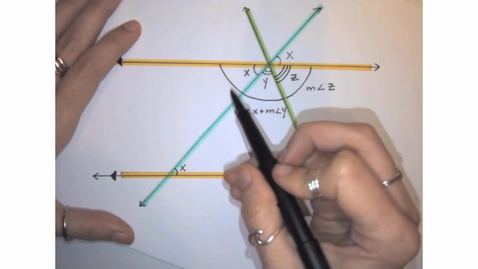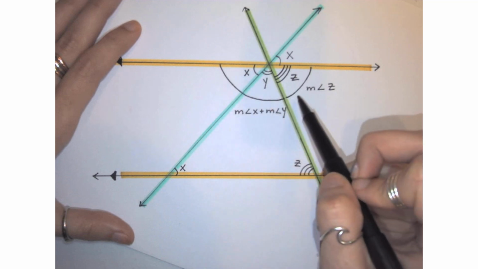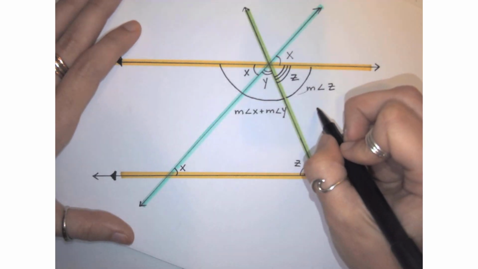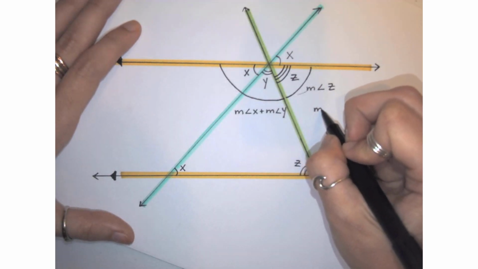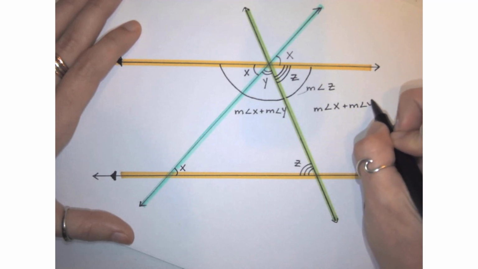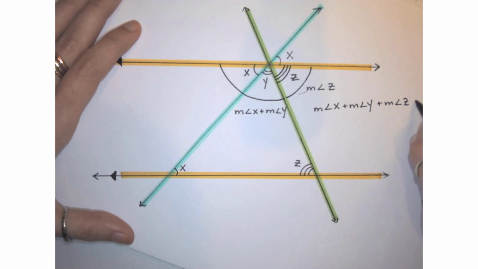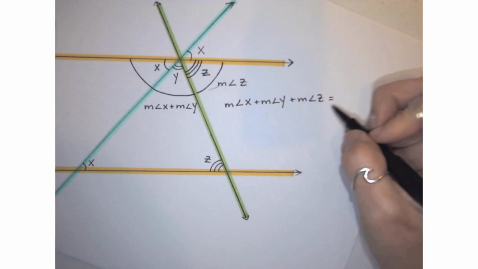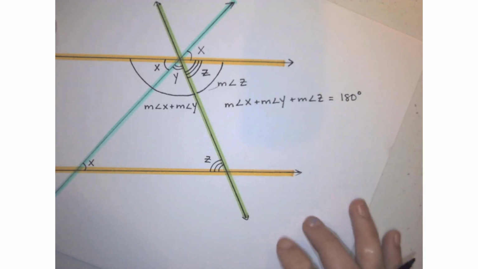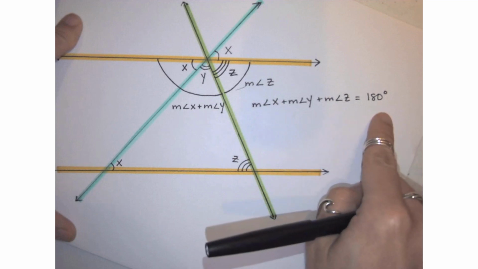So because these 2 angles right here and right here are supplementary, that means they add up to 180 degrees. Measure of angle X plus measure of angle Y plus the measure of angle Z equals 180 degrees. So that's your proof that these three angles always equal 180 degrees.